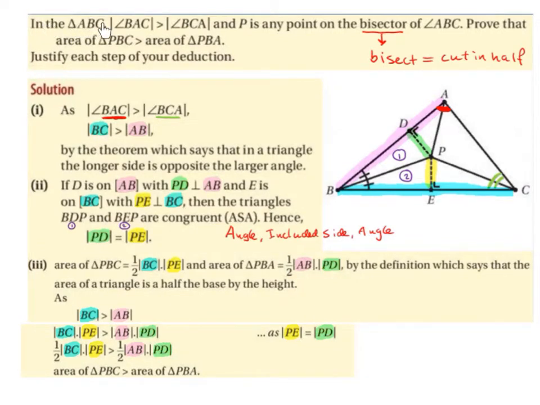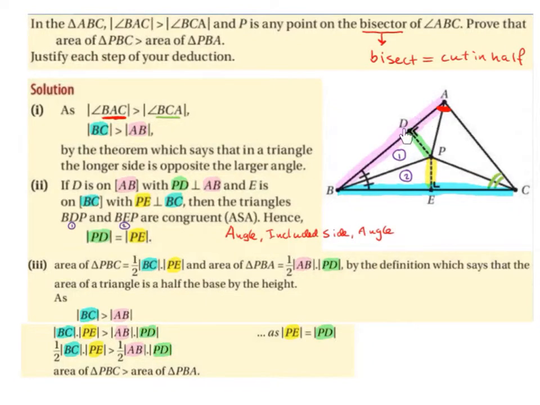In the triangle ABC, the angle BAC, this red angle here, is greater than the angle BCA, this angle here in green. And P is any point on the bisector of the angle ABC.